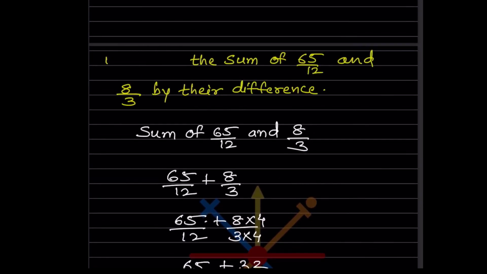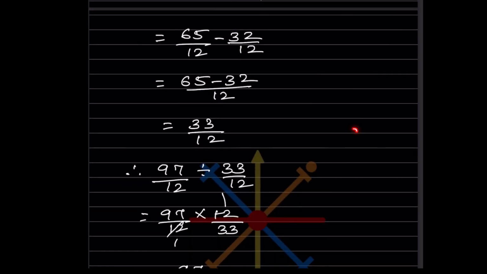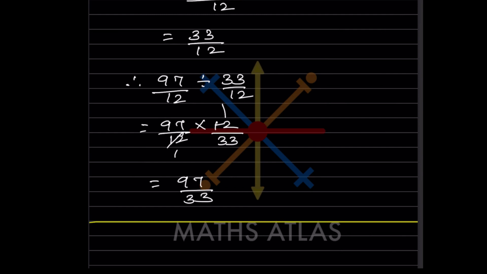Now you are going to divide it. So divide these two numbers, this divided by this one. So this will be the same, this will be multiplied, and this will get flipped over. So when the 12 comes, that will be 1. Now here what we can do, 97 by 33. So this is the answer.